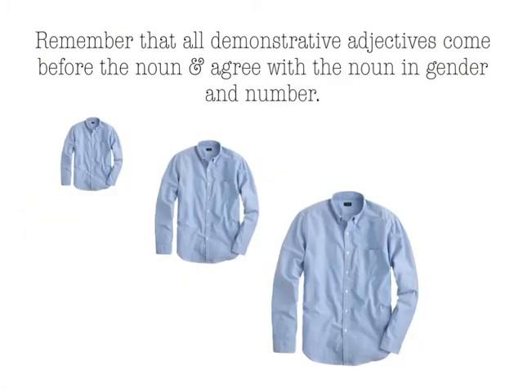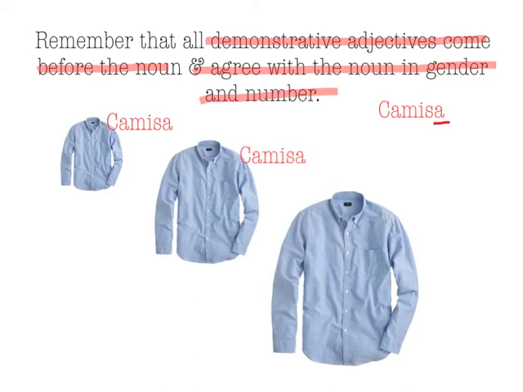Alright, so let's do a little bit of practice here with some visual examples. Remember that all demonstrative adjectives come before the noun, and also that they agree with the noun in number and in gender. That's something that's really important for us to be looking out for. These are camisas, la camisa. So camisa is both feminine and singular, so we'll need for all of our answers to be feminine and singular. So we'll go ahead and name them all camisa. That's not going to change.